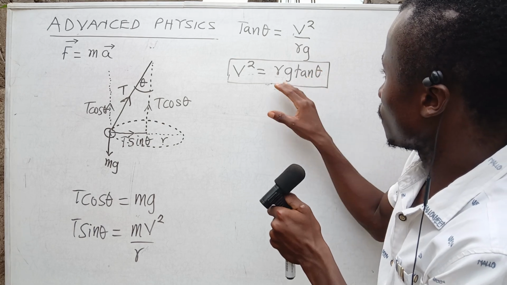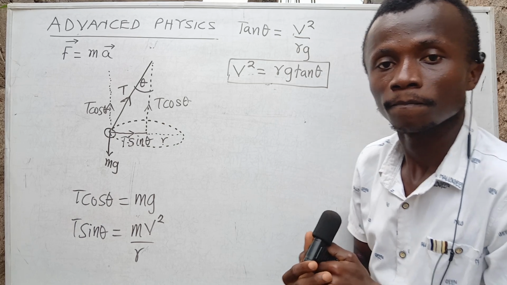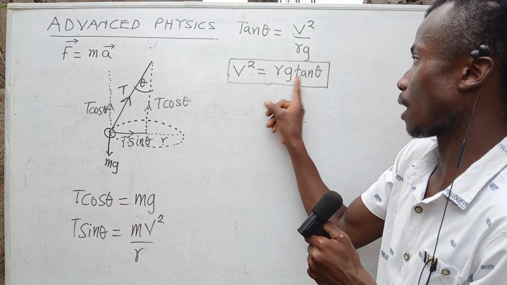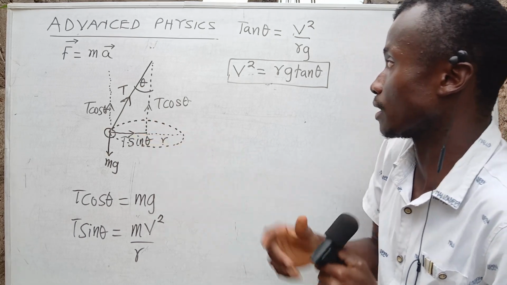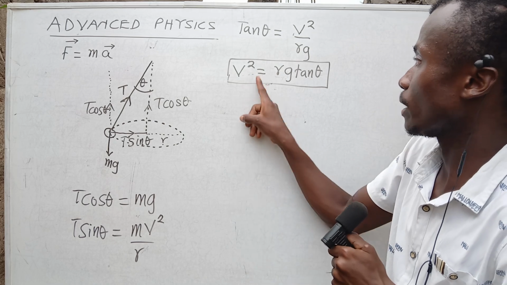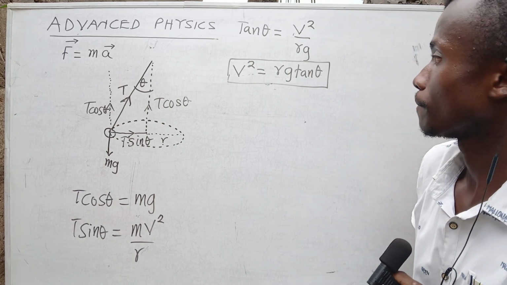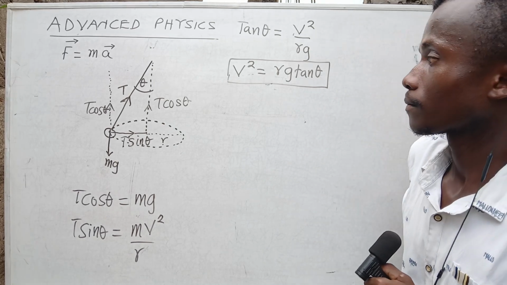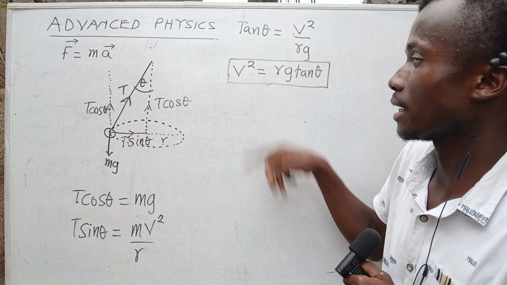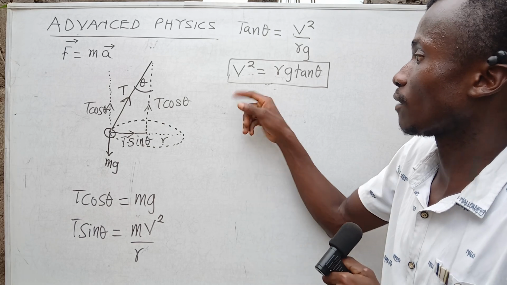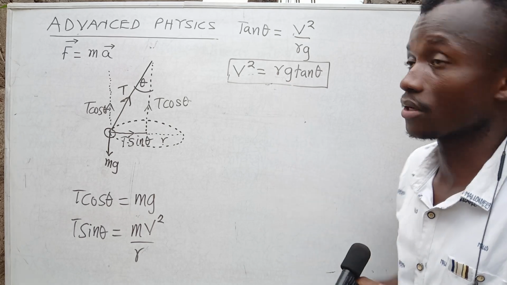So that is a requirement of the system, that the tangential speed squared is equal to rg tangent of theta. You cannot traverse this circular trajectory if v squared is not equal to rg tangent of theta. If theta is 0, then v will be 0. If the radius of the circle is 0, it means you have not even set the whole conical pendulum into motion. And g cannot be 0, by the way.